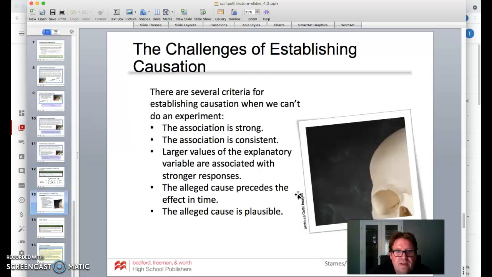All right, so challenges, we talked about that before with correlation. Correlation does not necessarily mean causation. So there are several criteria for establishing causation when we can't do an experiment. If the association is strong, that's part of it, but it's not enough to say there is causation standing alone. The association is consistent: larger values of the explanatory variable are associated with stronger responses, so that makes sense. The alleged cause does precede the effect in time, it comes before it. And then, again, the alleged cause is plausible. Does it make sense? That is a big thing that we have to look at.